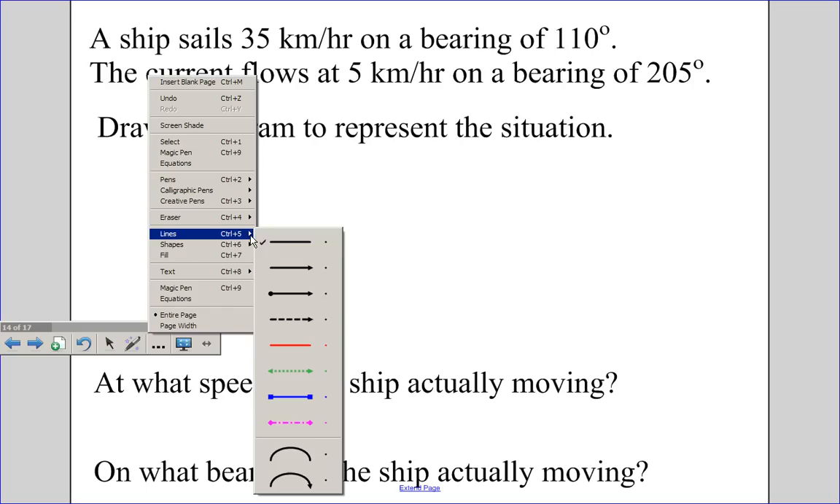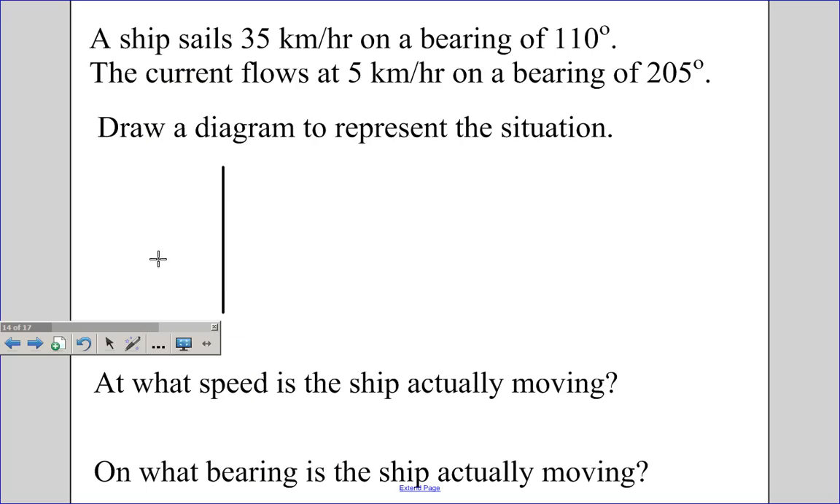Lines. Okay. Here I can draw my lines a little bit nicer if I do this. So at a bearing of 110 degrees, so this is 90, 135, so 110 would be somewhere right in there. It's going to be 35 kilometers an hour, so that's a pretty big vector. And then there's a current that flows at 5 kilometers per hour at a bearing of 205. So if you want to see where that ship is actually moving, you want to add these two vectors together. So that means I put the second vector at the end of the first one.